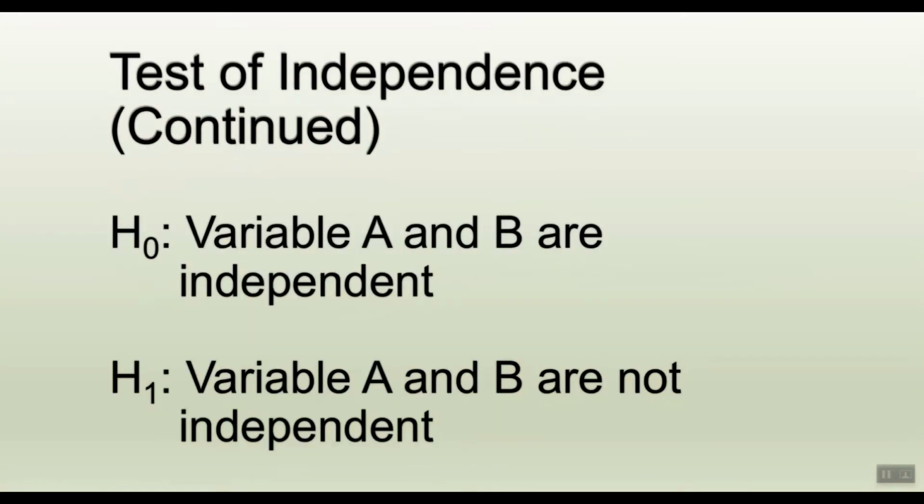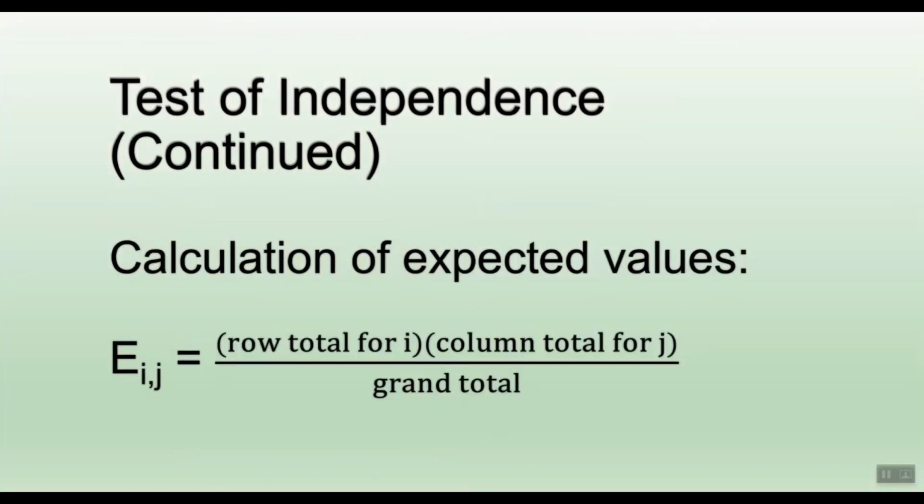Here's my hypothesis. Variables A and B are independent. My alternative hypothesis is that variables A and B are not independent. The formula for calculating expected values is the row total for i times the column total for j divided by the grand total, which equals the expected value at row i and column j.